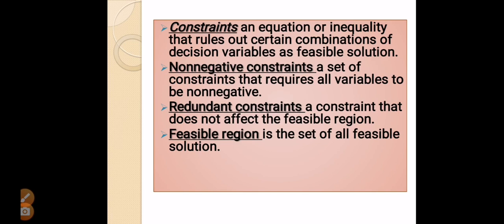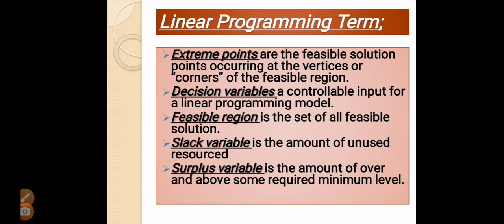Feasible region is the set of all feasible solutions. It is defined by the set of constraints of the problem, which is all possible points that satisfy all the constraints. Extreme points are the feasible solution points occurring at the vertices or corners of the feasible region. So the feasible set for a linear program will always have a shape with edges that are straight lines and corners where the edges meet. The corners of the feasible set are called extreme points.